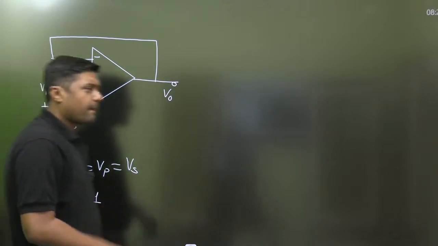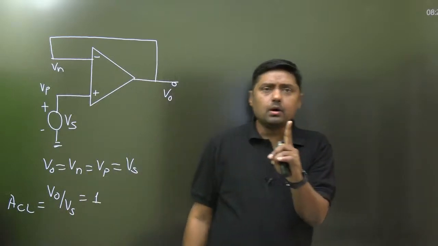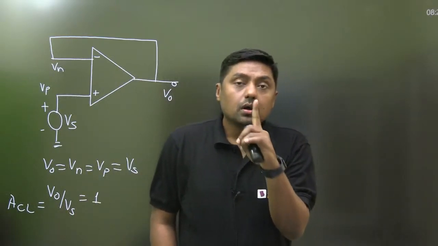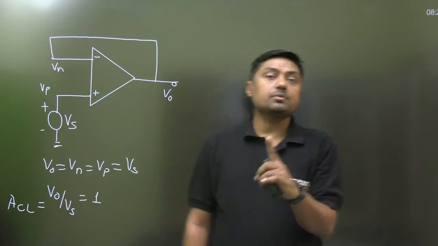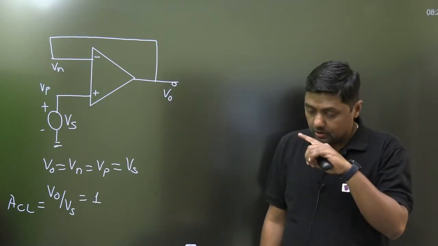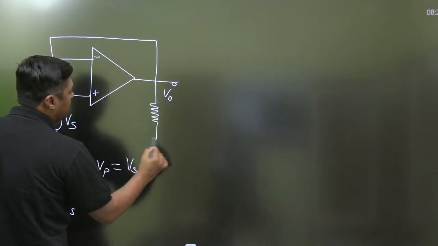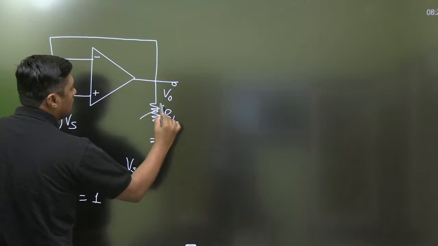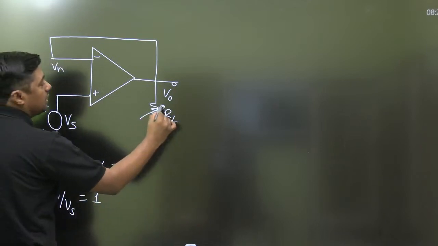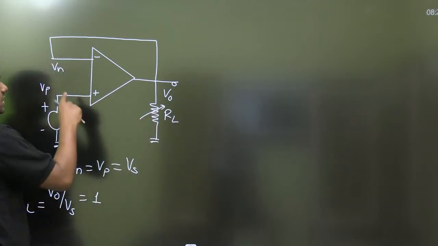Now, remember, the gain of this system is what? 1. But suppose we are giving the Vs, when I am connecting RL here, variable RL. Try to understand this diagram. That is the modified version of this.